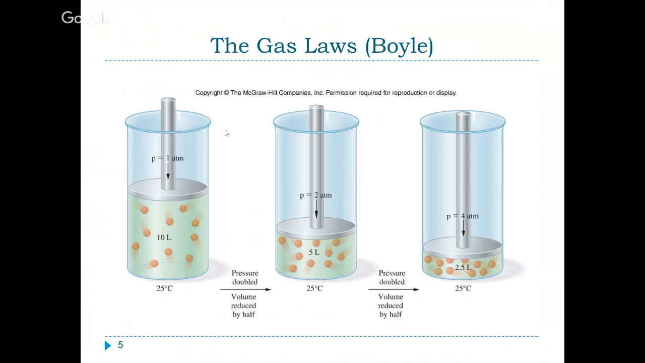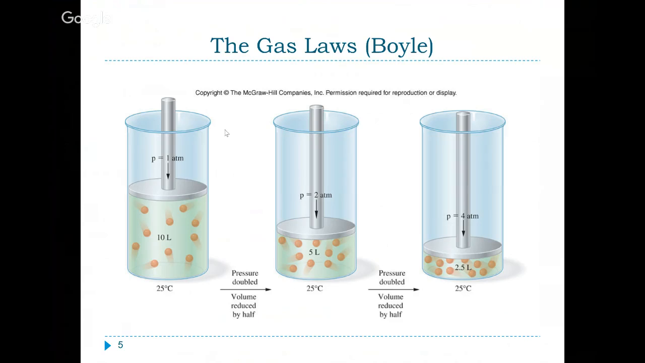So we're going to take a look at 3 major gas laws. The first one is called Boyle's law. If we look at our cylinders here, in our first set of circumstances, pressure is 1 atmosphere. We see that the volume is 10 liters. And we notice that we are not changing our temperature. So we're keeping the temperature constant as well as keeping the number of moles of gas constant.